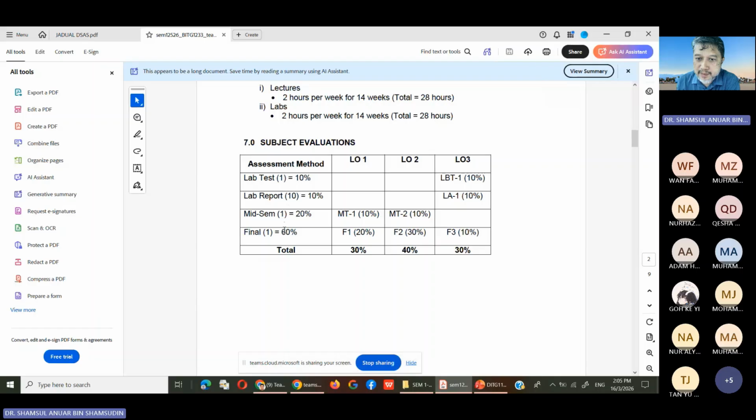So for assessment, you have a test. Test will have 2 questions, and then you have a lab report. So we have a bunch of in-class tests. But this one will do when you get back to campus, where you can be tested in the computer lab. Then we also have mid-semester. So this is a 2-question mid-semester test, and also the final exam. There'll be 3 questions.